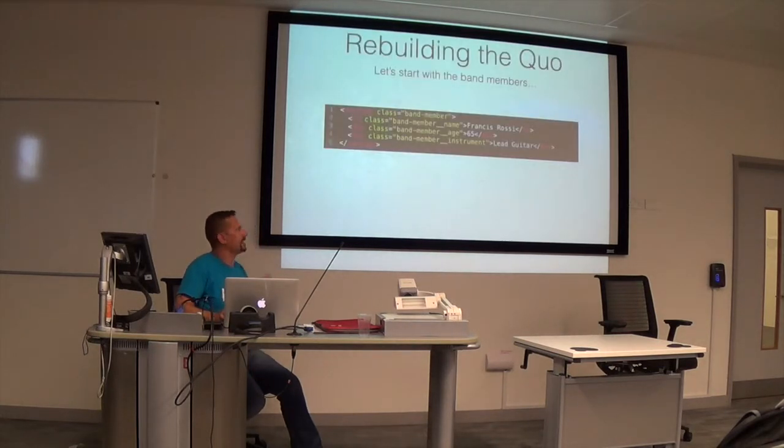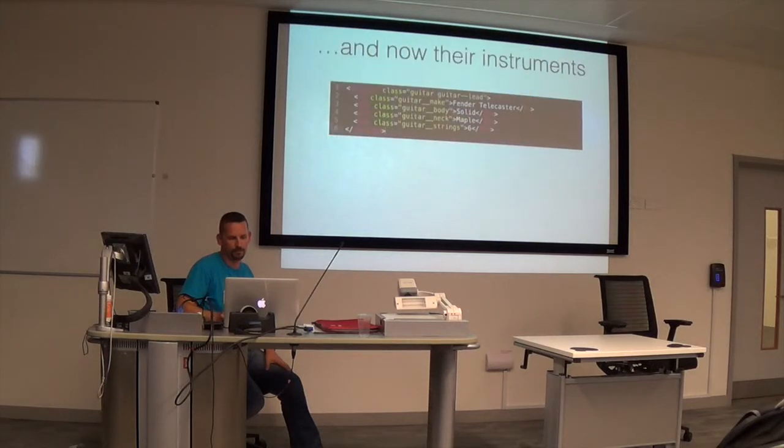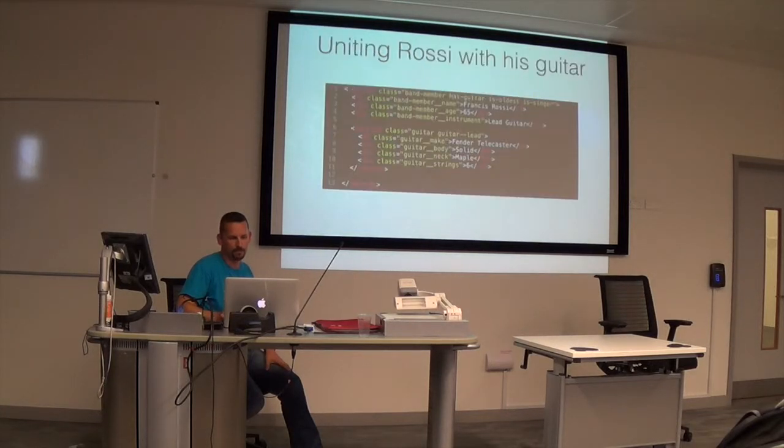Okay, so it's split out. We start with the band members. Obviously everything starts with HTML, and then I can do this guitar, so we can nest that guitar object within that component, and then the band member.